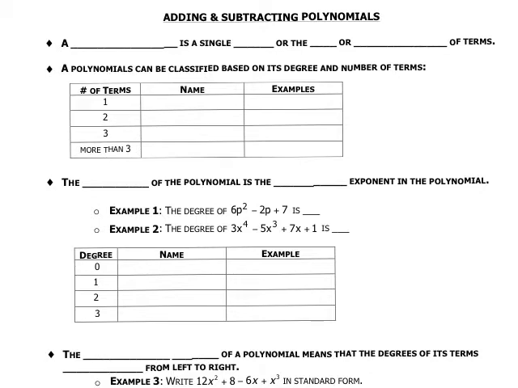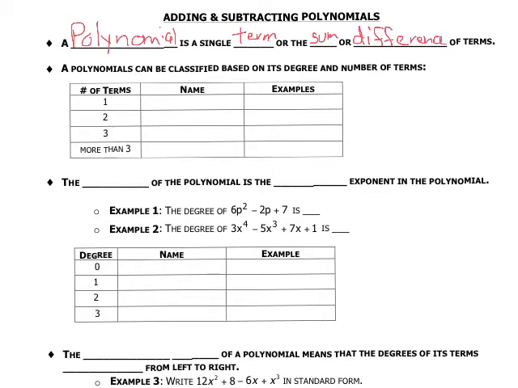So a polynomial can either be a single term or the sum or difference of terms.